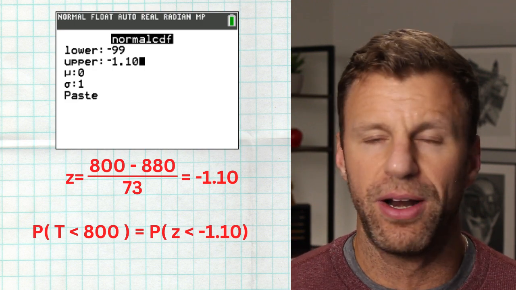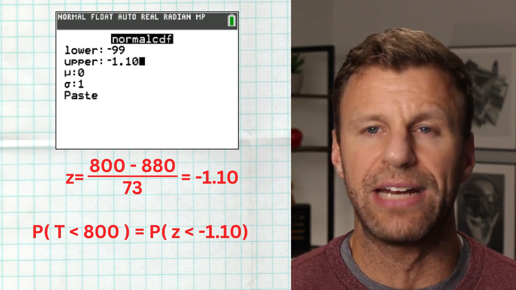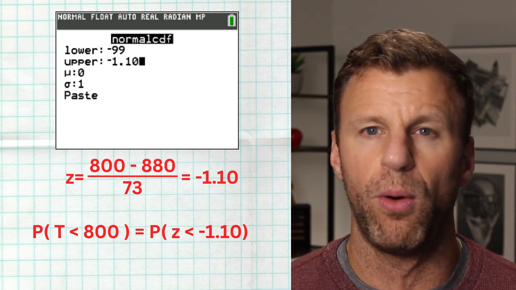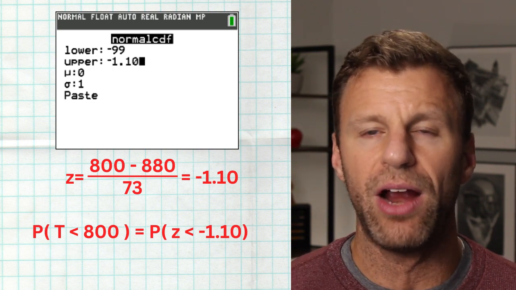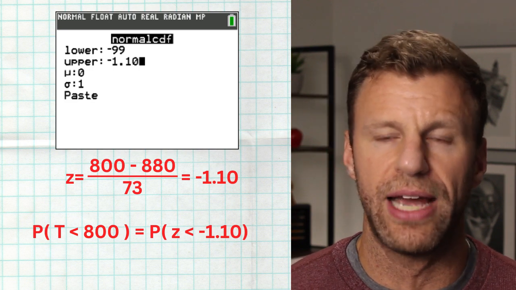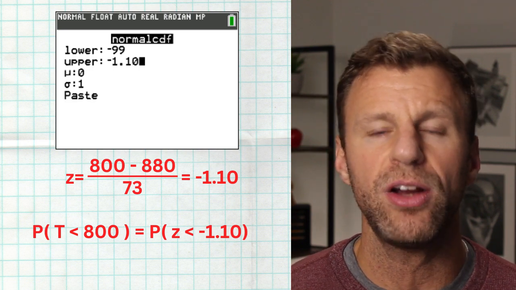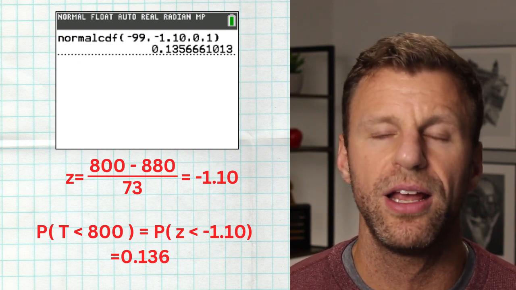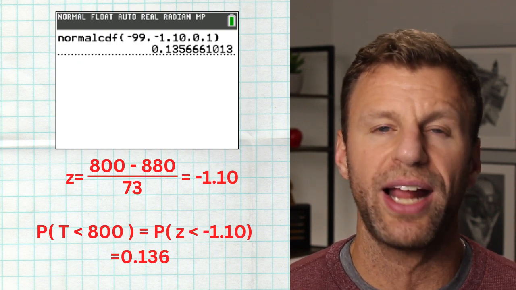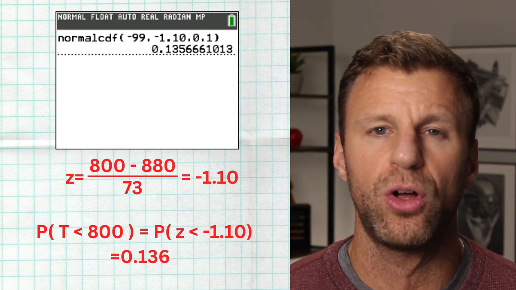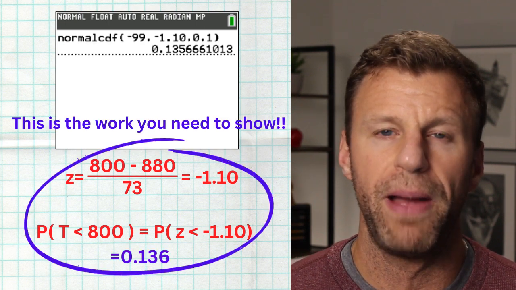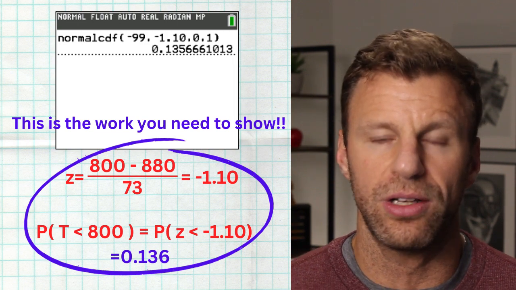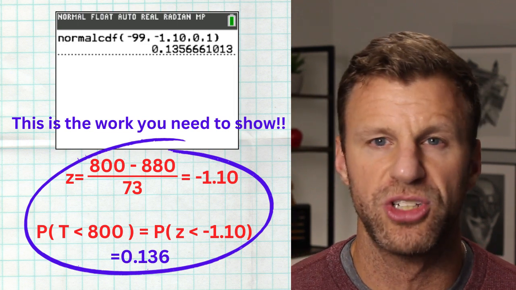Well, we don't have an infinity button on our calculator, so again, our lower value is going to be negative 99, and then the upper value to the right would be that negative 1.10. That's going to represent the area from negative infinity to negative 1.10. Go ahead and hit enter, and we get a probability or a proportion of 13.6%. So there's a 13.6% chance that a random leatherback sea turtle would weigh below 800 pounds. Or the proportion of all leatherback sea turtles that are less than 800 pounds is 13.6%.